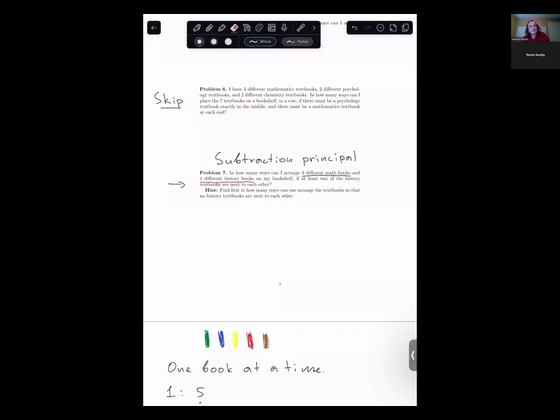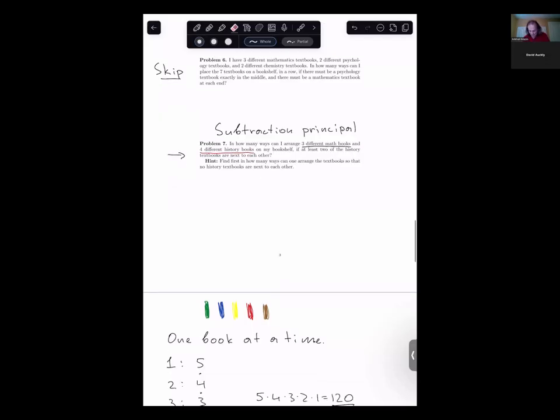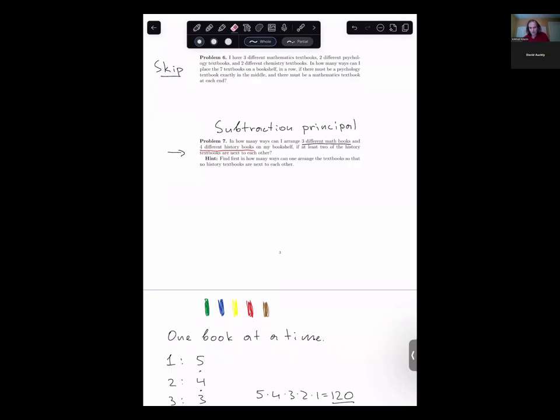If you start trying to do it as we did before, it will be a little bit challenging, because you don't know at what point you put the two history books together. Depending on that, you'll have a different number of choices on the next step, right? So the idea that on each step you have the same number of choices will fall apart, and we don't know how to count it. So that's why we have a hint here.